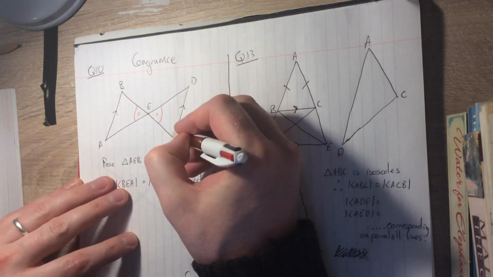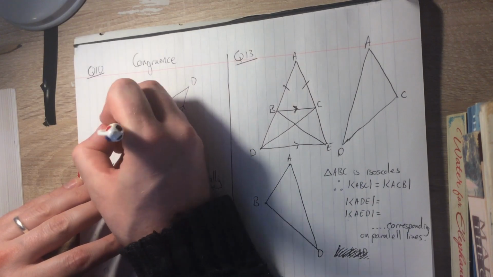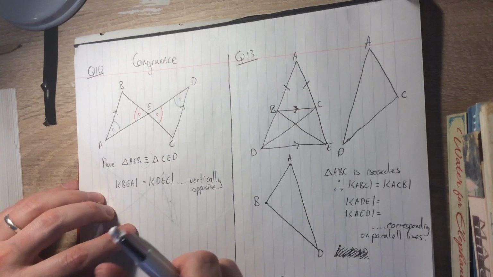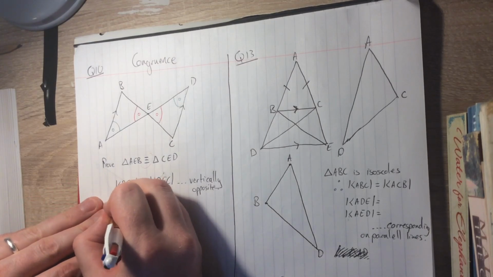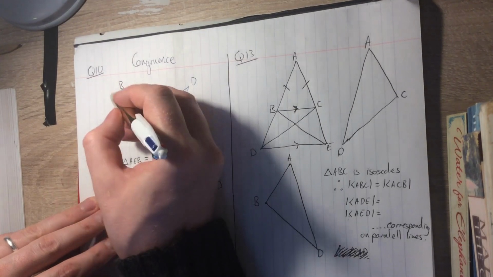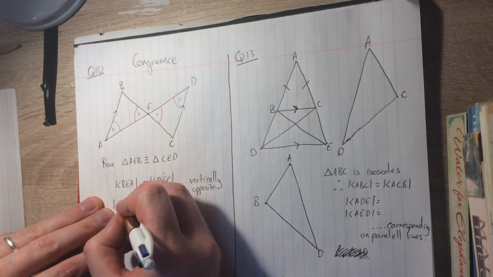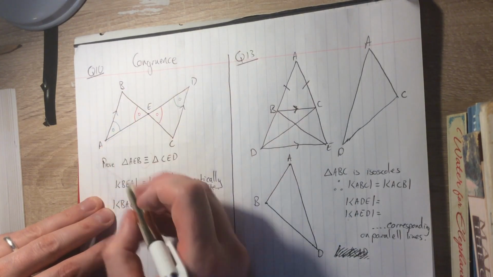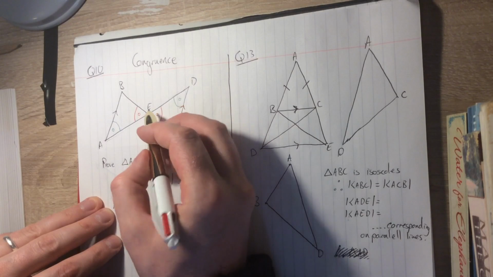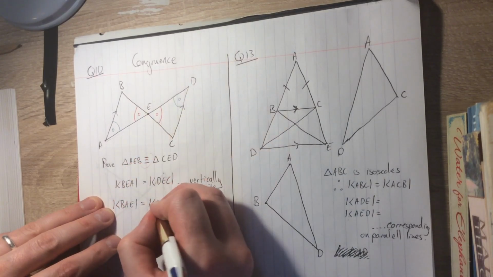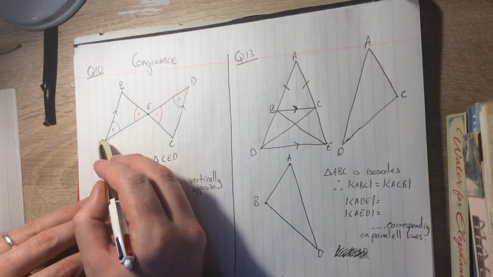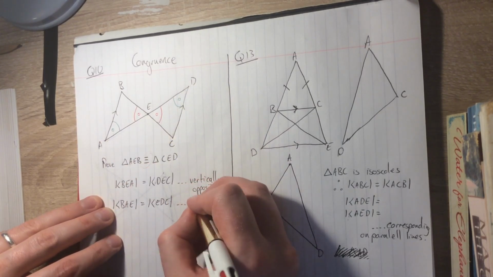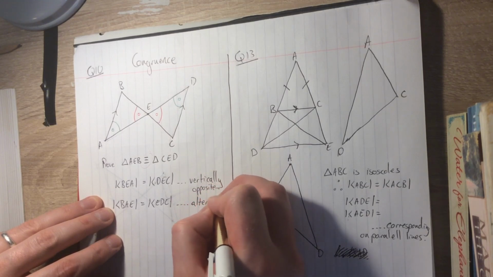Because these are parallel lines, this angle here and this angle here, they're alternate angles. Okay, so I can also come along and say the angle BAE, which by the way you could call BAD as well, that'll be fine, is the same size as the angle EDC, which you could also call ADC. Okay, why? Because they are alternate angles.